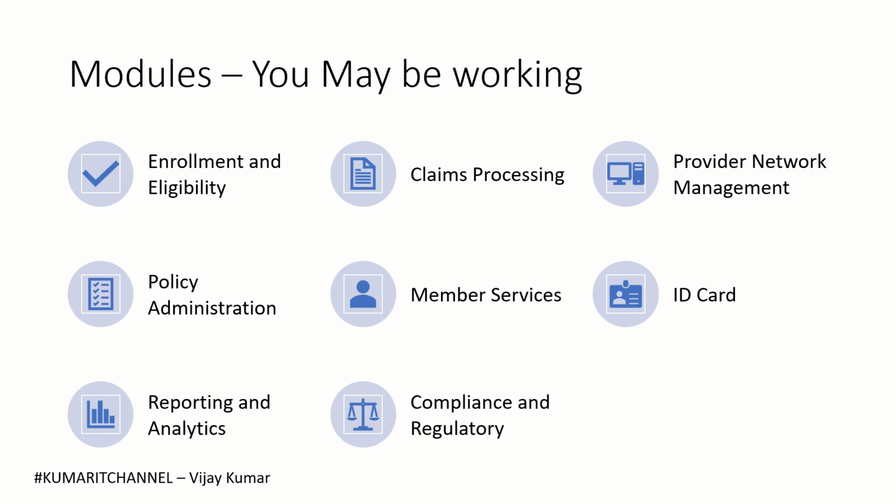Okay, so let's talk about enrollment and eligibility at a high level. This module handles the process of enrolling members into the health insurance plans and determining their eligibility for coverage. It includes features such as online enrollment forms, eligibility verification, and member onboarding. Okay. Next is the claims processing module. In this module, submitting claims, adjusting claims, paying claims, and all this would be part of claims processing and also payment processing.